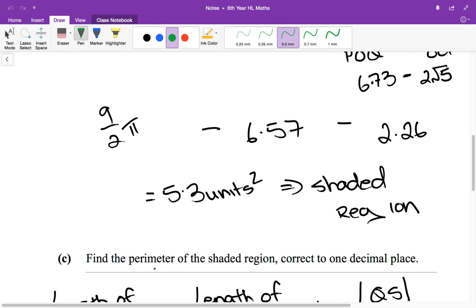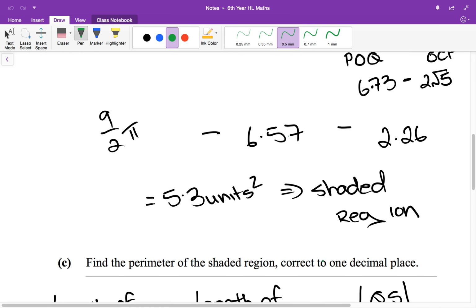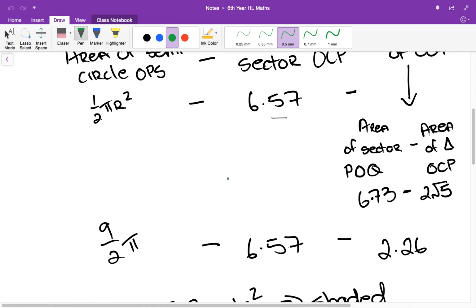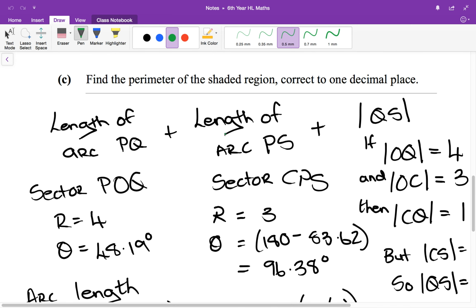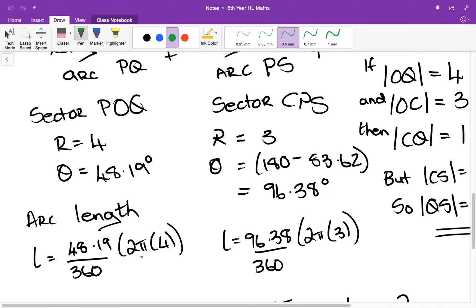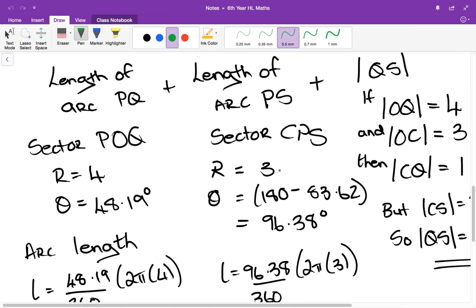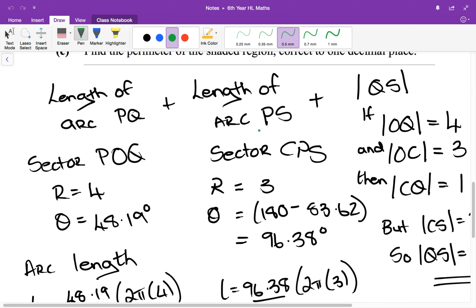Second part, or the last part actually, is find the perimeter of the shaded region correct to 1 decimal place. So the perimeter would be this arc here, PQ, this arc here, PS, and then QS along the bottom. Okay, so that's what I have, length of arc PQ, length of arc PS, and QS. So length of arc PQ, that arc is part of this sector, POQ, where the radius is 4 and the angle is 48.19. So the arc length is the 48.19 divided by 360 multiplied by 2 pi r, where r is 4.